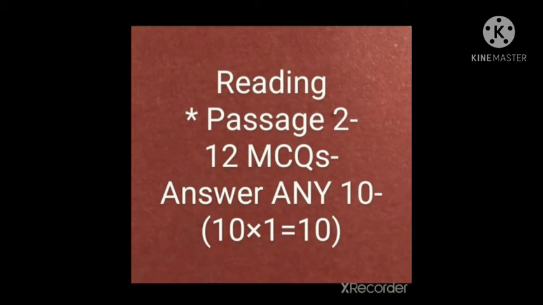So the second passage is like that. Some pictures will be given, or some graph will be given, some charts will be given. So read the passage and study the graph. Just go through the graph and see the questions and options and choose the correct one. Here also you have to write only 10 questions. Total 12 questions are there. You need to attend only 10. Total 12 and attend only 10. 1 mark each for each question.